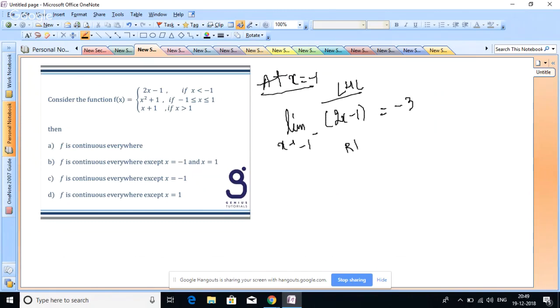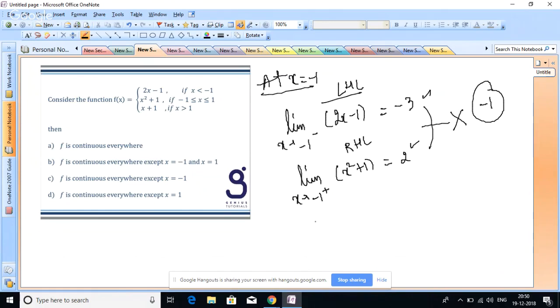Okay, and right hand limit at x approaches to -1 plus of x square plus 1, and its answer would be 2. Now left hand limit is not equal to right hand limit, so we can say that this function is not continuous at -1. Okay, now let us check at x is equal to 1.